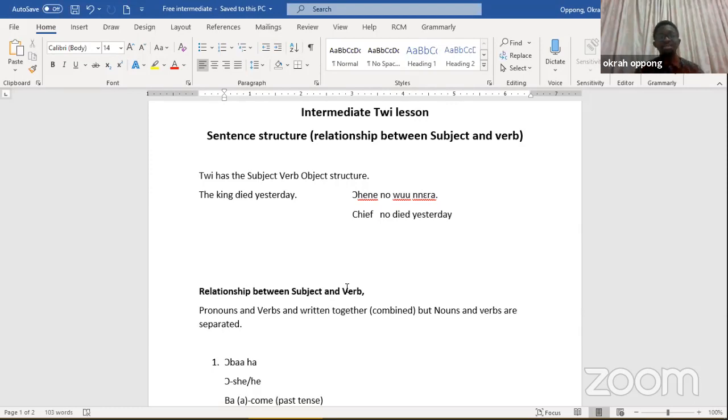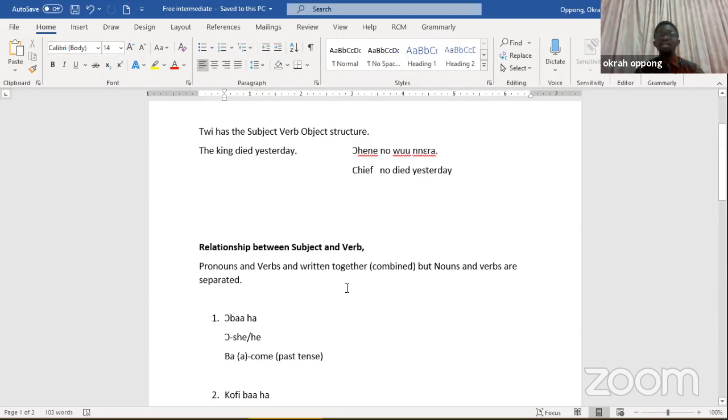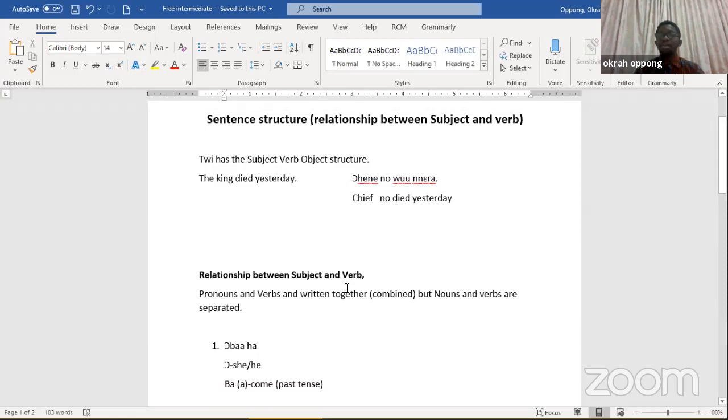So we move into the relationship between the subject and the verb. In Twi, we have a specific relationship between the subject and the verb. Like in English, when we have any subject and a verb, it is written the same. They have just one relationship, right? This relationship I'm talking about is the relationship of syntax, so I will move into the grammar where we have the concord, right? I'm talking about how they look alike when you have a subject and a verb.